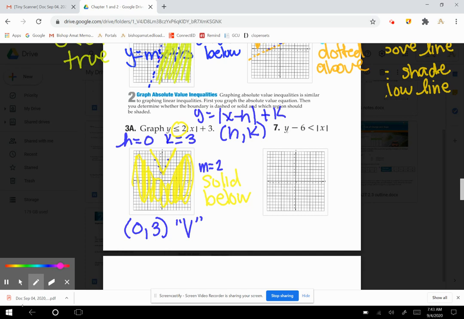Okay, let's look at number 7. y minus 6 is less than the absolute value of x. Well, y has to be by itself. So I'm going to add 6 to both sides. My equation is y is less than the absolute value of x plus 6. So my h is 0, my k is 6. So my starting point is 0, 6, all the way up here. My slope, I don't have any numbers on the outside, so my V is just up 1 over 1.